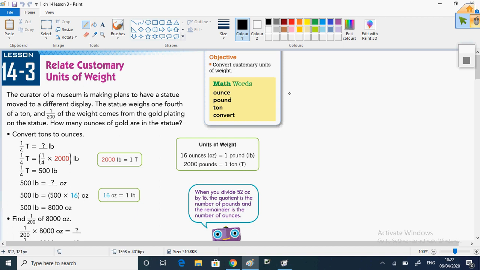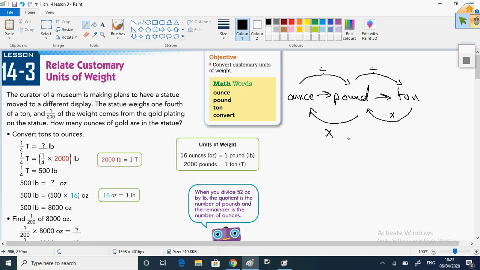So look here, the smallest unit I have is ounce, then pound is greater than ounce, and ton is the greatest one. If I'm going to convert from ounce to pound or from pound to ton, I'm going to divide. But if I want to convert from ton to pound, I have to multiply. From pound to ounce, I have to multiply again.